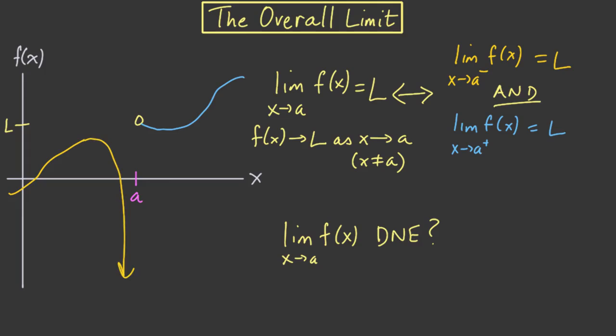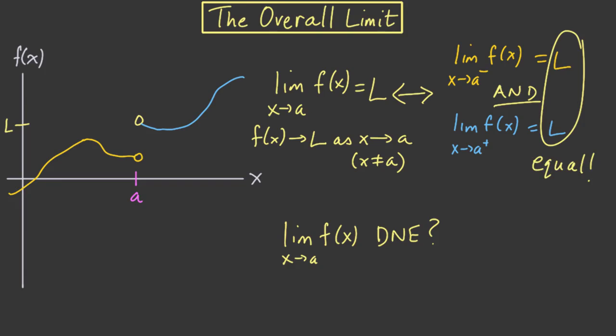But another way is if the limit from the left and the limit from the right both exist, but they're not equal. Something like this. They have to both exist and be equal in order to get an overall limit. So that's the overall limit.